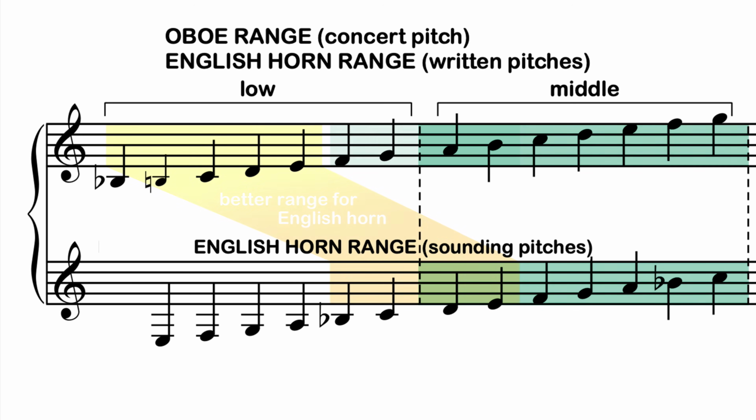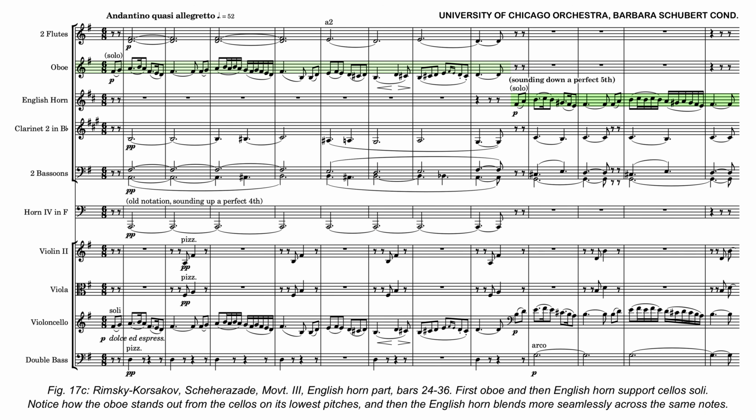What's more, the little mini-register of written F3 to B4 covers the entire area of the standard oboe's more difficult range of concert B-flat 3 to E4. If there's something over that concert range of notes that has to be expressed with the most delicate of nuanced playing, then it's a relatively simple job for the English horn player, rather than a minefield for the oboist.